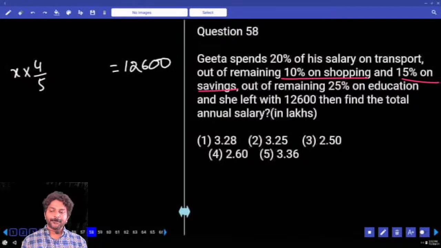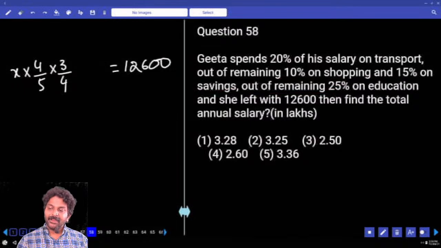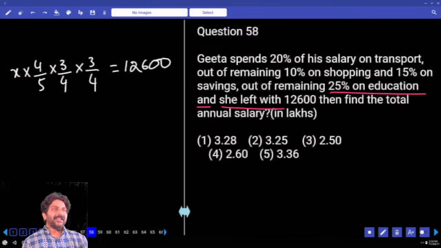So far, out of the remaining, 10% on shopping, 15% on savings. Both together, 25%. Can I treat it as 1/4? 1/4 is over out of the remaining. If 1/4 is over, remaining 3/4. Okay. Out of the remaining, what happened? 25% on education and leftover 25%, which is again 1/4. If 1/4 is over, remaining 3/4. If you calculate this, you will get the X value.